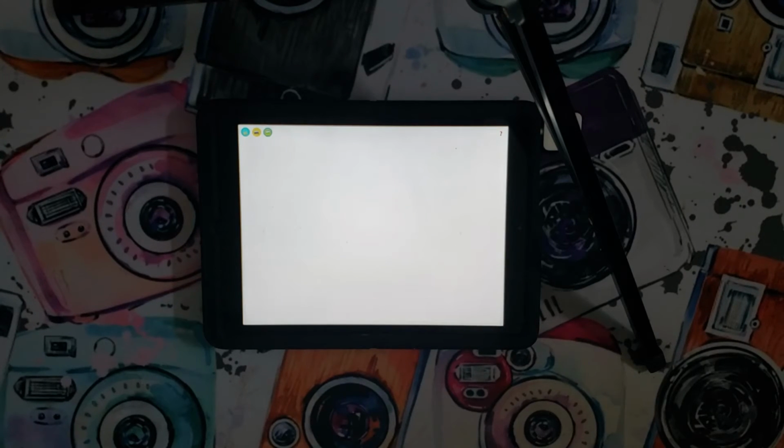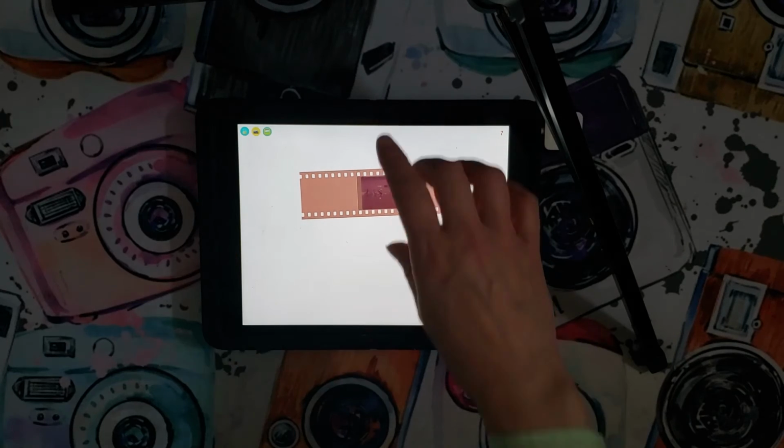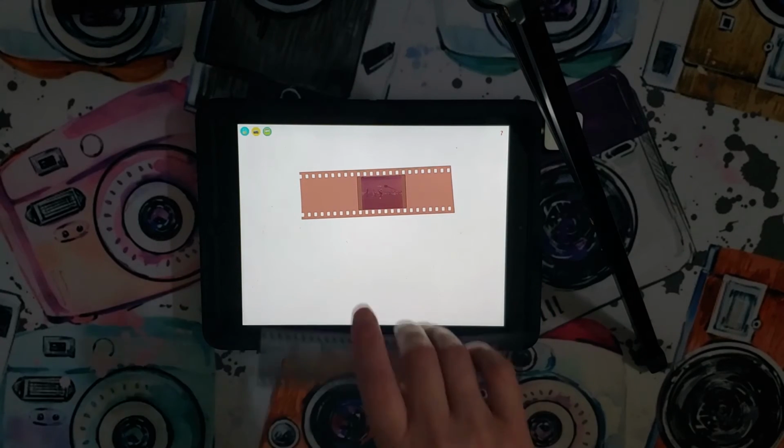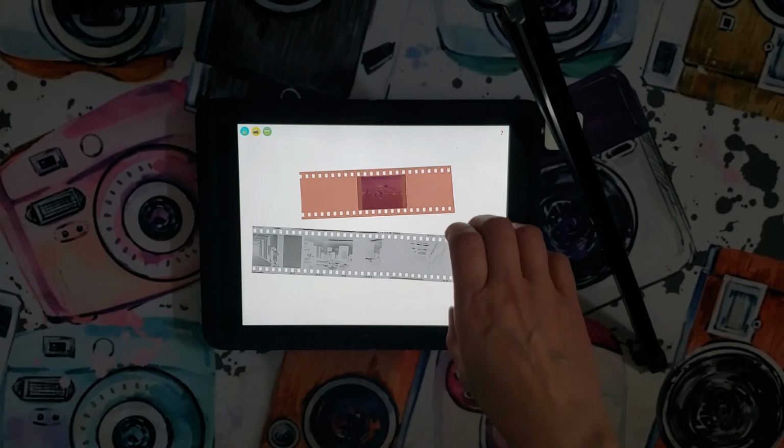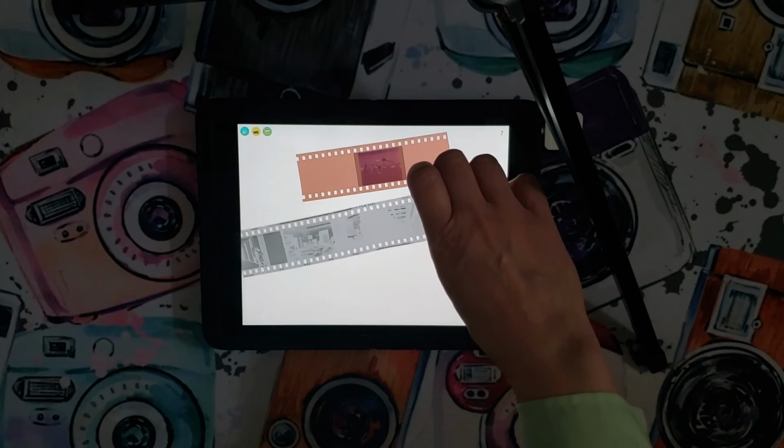And the next is the 35 millimeter negatives. This is a color, and this is black and white. They're both the same size, just different films. But these, we've digitized a lot of those.